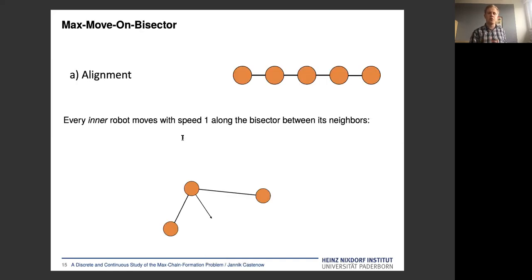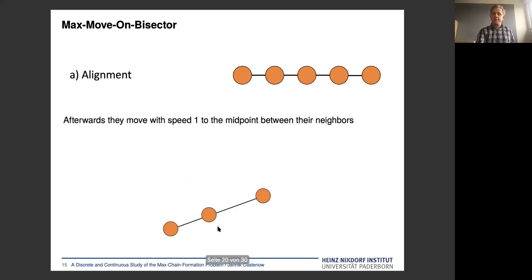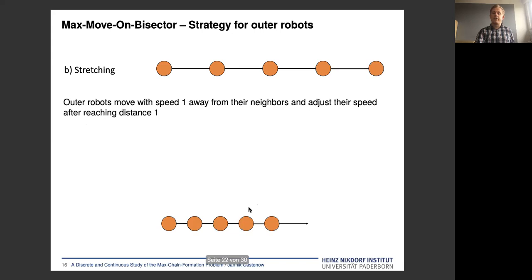In the continuous time model, the first strategy one could think of is the following. Every inner robot moves with speed 1 along the angle bisector between its neighbors, so here. And as soon as it reaches the straight line between its neighbors, it moves with speed 1 to the midpoint, and then it follows the movements of the midpoints. The outer robots again move with full speed away from their direct neighbors, so with speed 1 away.